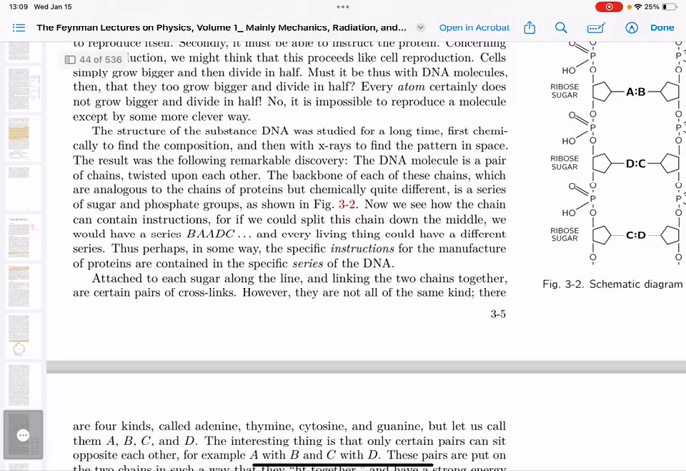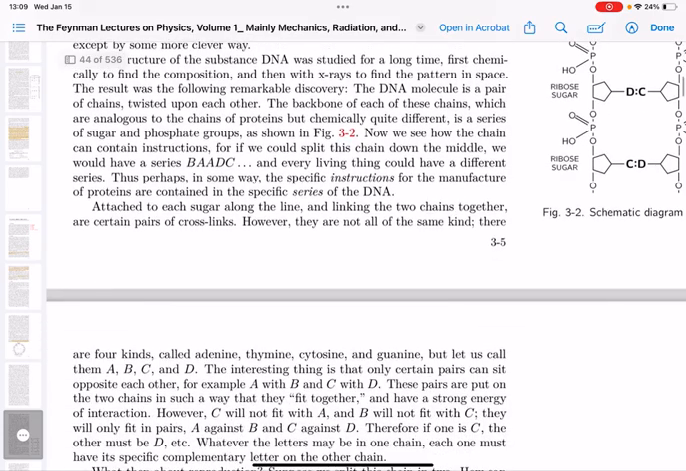The structure of the substance DNA was studied for a long time, first chemically to find the composition and then with X-rays to find the pattern in space. The result was the following remarkable discovery. The DNA molecule is a pair of chains twisted upon each other. The backbone of each of these chains, which are analogous to the chains of proteins but chemically quite different, is a series of sugar and phosphate groups, as shown in figure 3:1.